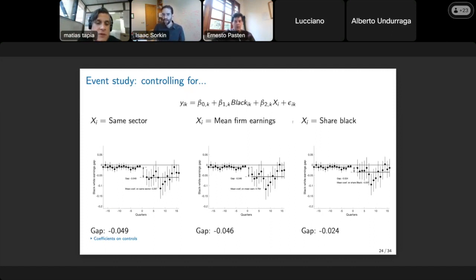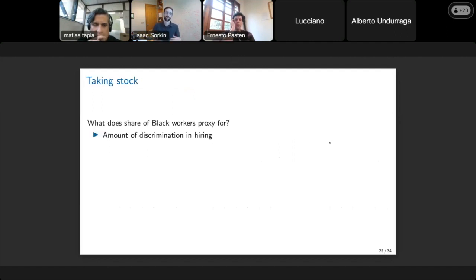So on the next slide I'm going to interpret this result, and it touches on a variety of questions and discussions we've already had in this seminar. What does the share of Black workers proxy for? One possibility, which is what you'd get out of a Becker model, is that it proxies for the amount of discrimination in hiring. Firms that have more Black workers are less discriminatory in hiring. And so this is telling you about the importance of discrimination in hiring in generating these gaps. Black workers end up in these worse firms because of discrimination.